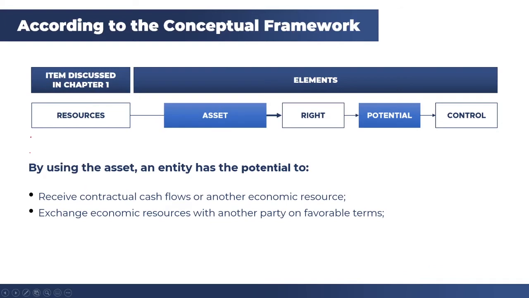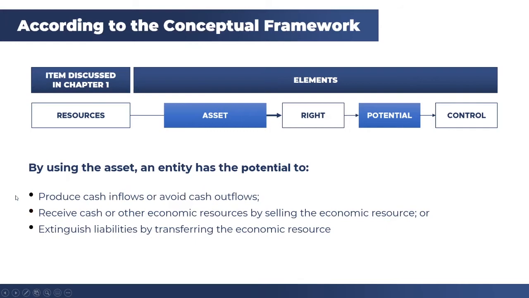The second one is the potential. The keyword here is use. By using the asset, an entity has the potential to, number one, receive contractual cash flows or other types of economic resource. Number two, exchange economic resources with another party on favorable terms. Number three, produce cash inflows or avoid cash outflows.